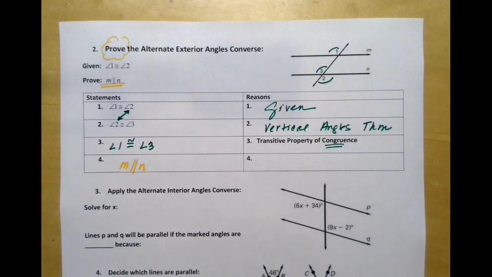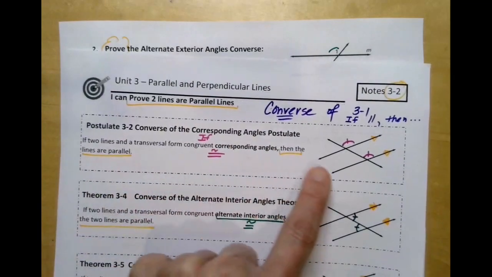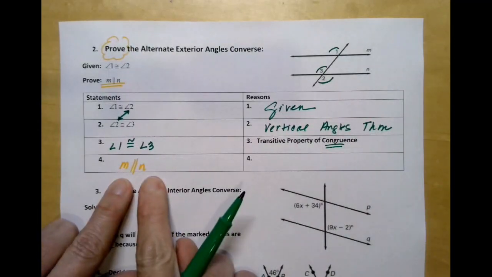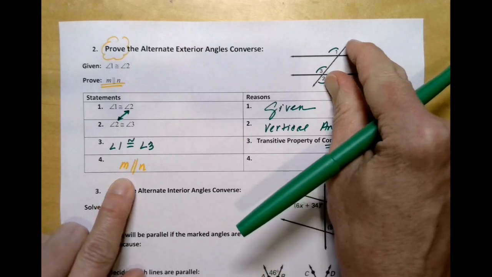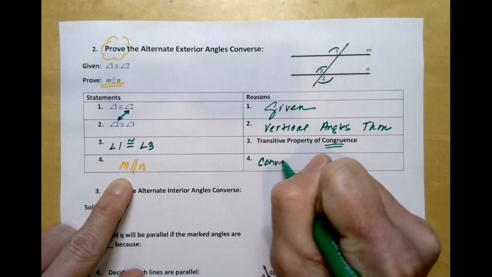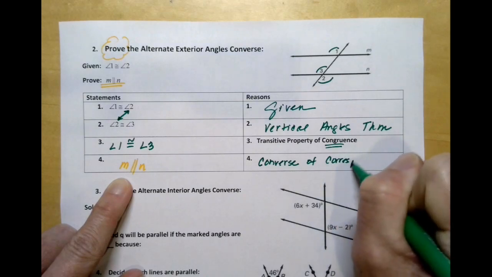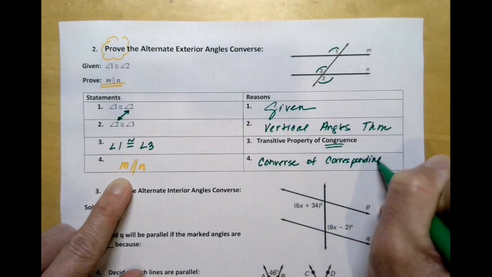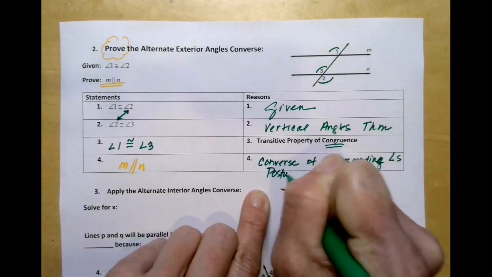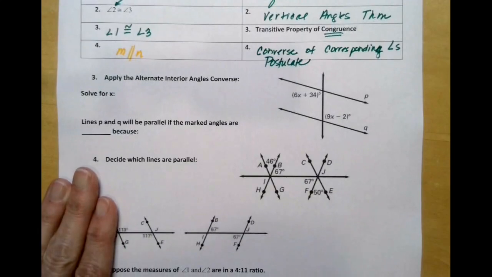Now this is where we get to use the postulate that he gave us. If you have corresponding angles congruent, then my lines are parallel. He said it. I've got corresponding angles congruent, so therefore I know that they're parallel because of the converse of the corresponding angles postulate. All right. Proof number 1 in the bag. You're amazing.